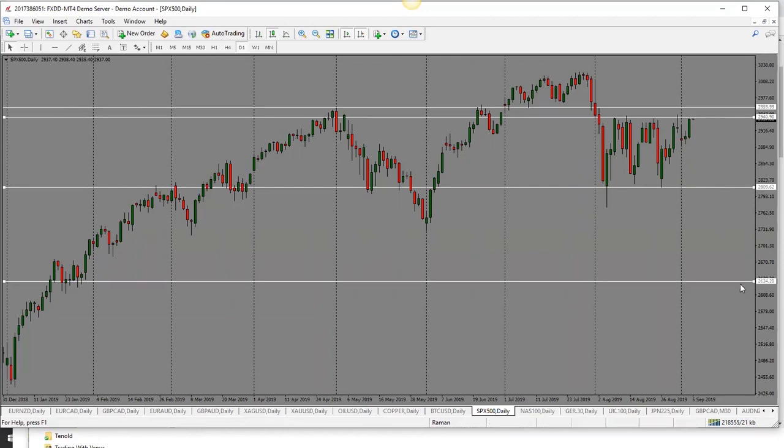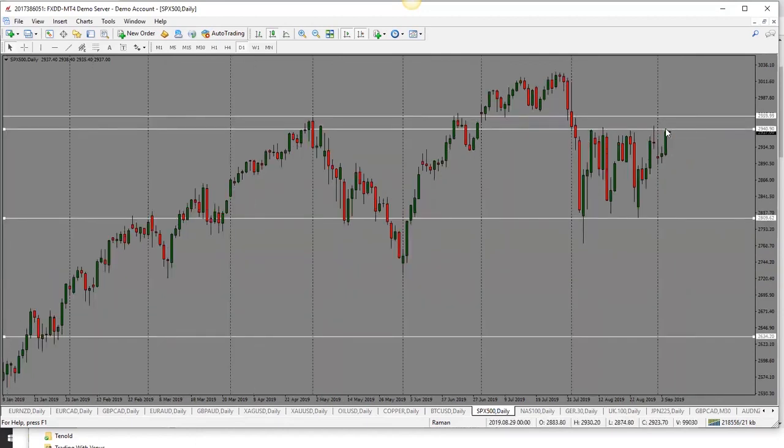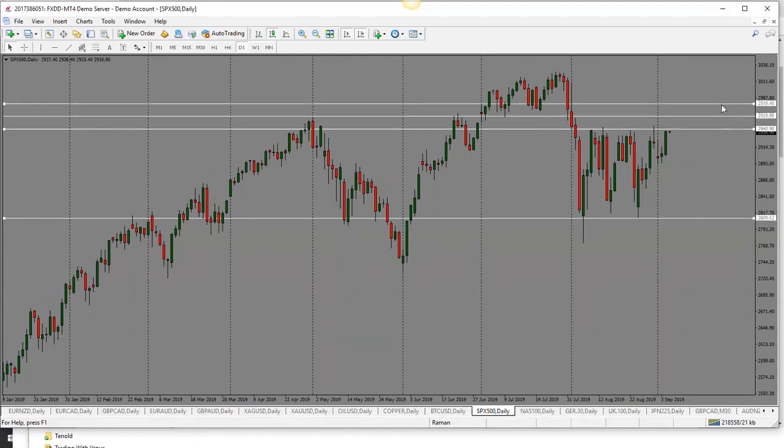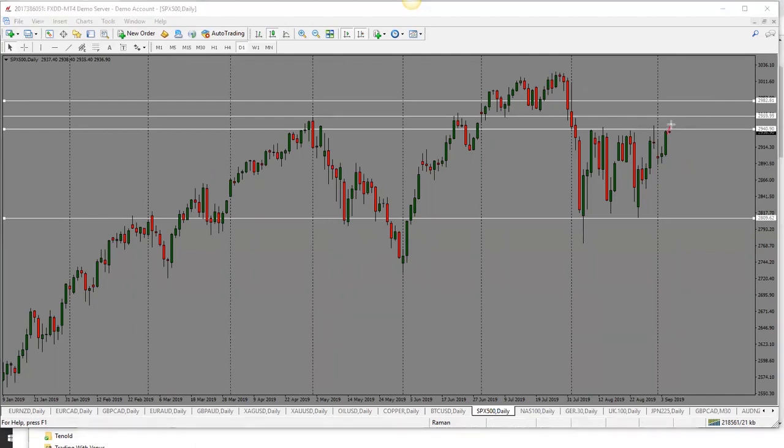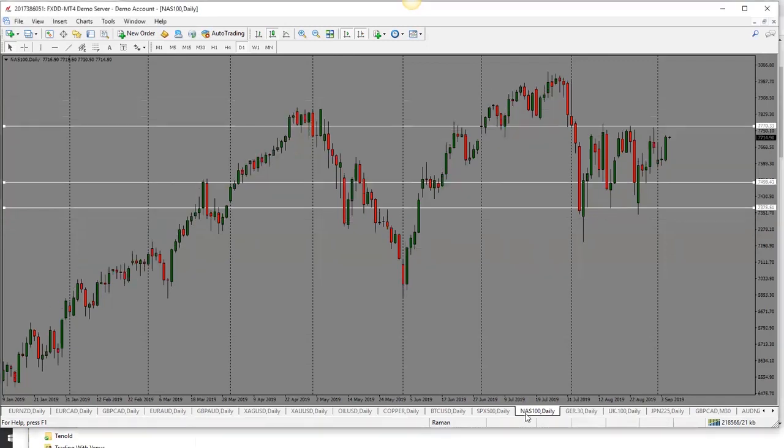But otherwise, bias is bullish. And if it breaks through the high here, next target is 2960. And then further up, we are looking at 2980. So bias is bullish. Only thing to keep in mind here is we need to see a break, then a pullback, and a further move to the upside for this to continue. If it doesn't go through today's high, it could just turn around. So bullish bias here for S&P 500.